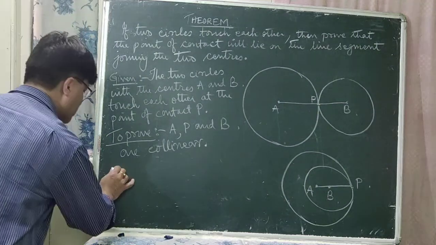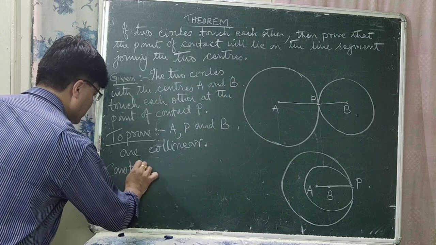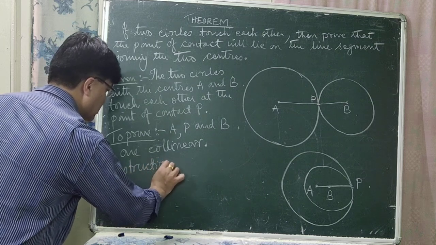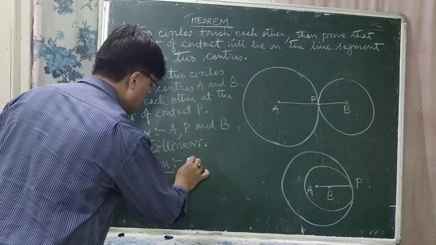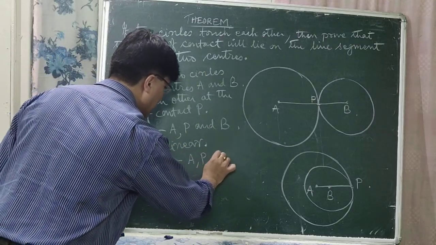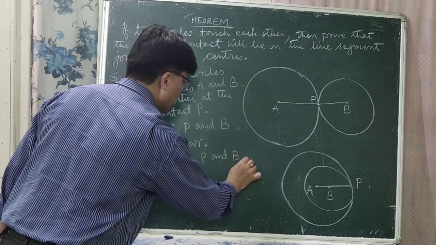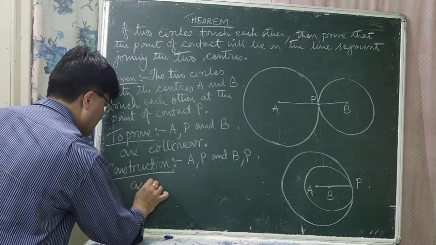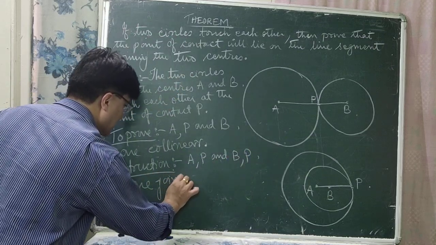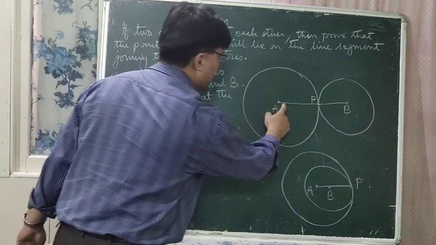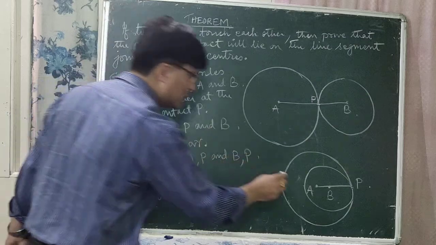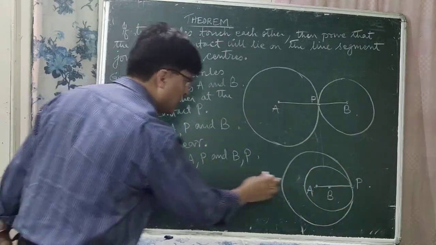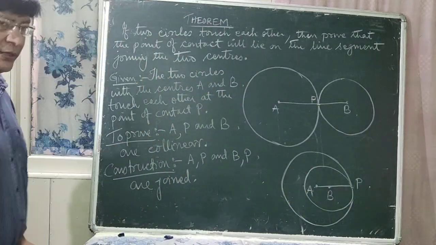So now construction. Now we have to do the construction here, right? So let us join A comma P and B comma P are joined, right? So in this case, A comma P are joined and B comma P are also joined. In this case also A comma P are joined and B comma P are joined.